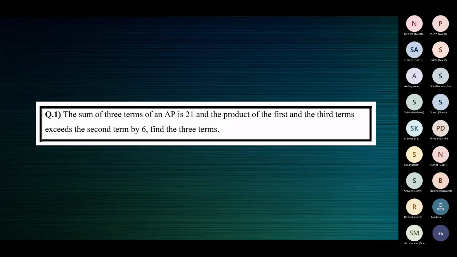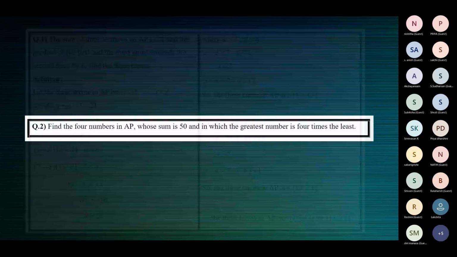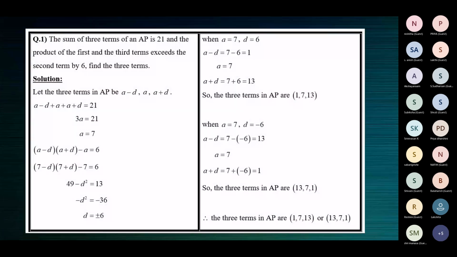Let me finish that introduction, and maybe we can do some questions based on those assumptions so that it becomes very clear. The question will be like this. So we say, let the 3 terms in AP be A minus D, A, and A plus D.